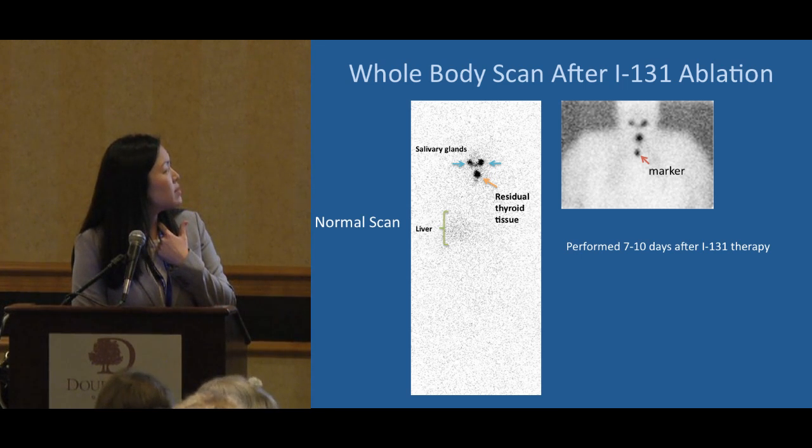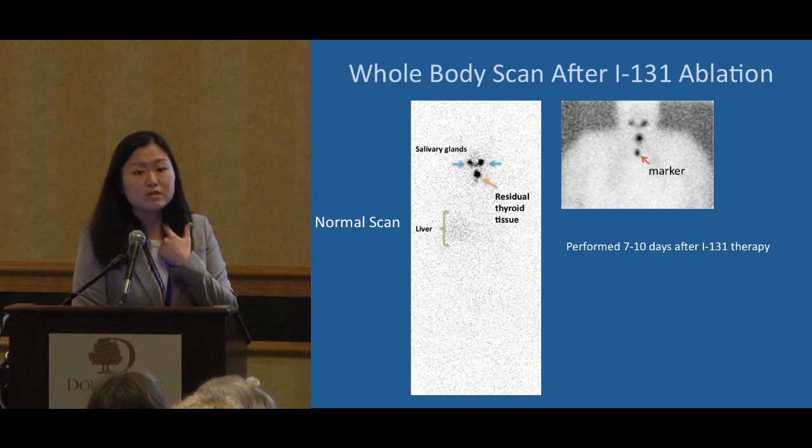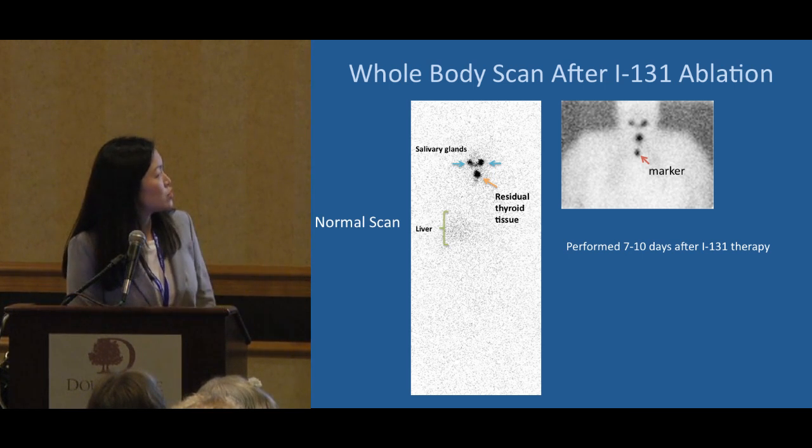And sometimes you can see a little bit of uptake in the liver or maybe in the bladder, and that's normal. Okay, that's just normal excretion of the radioactive iodine.